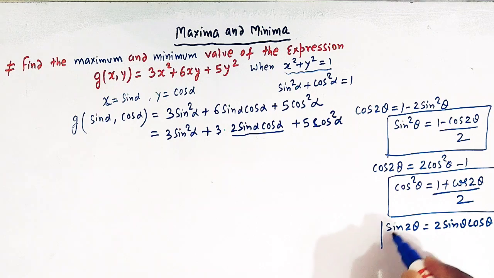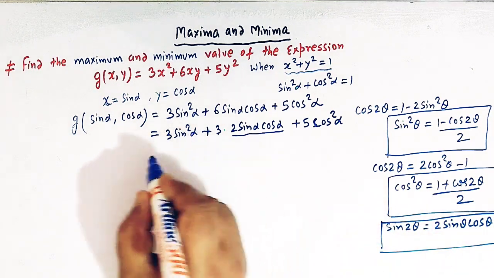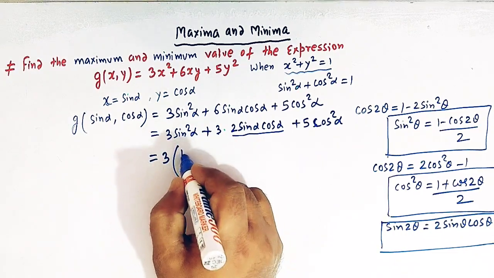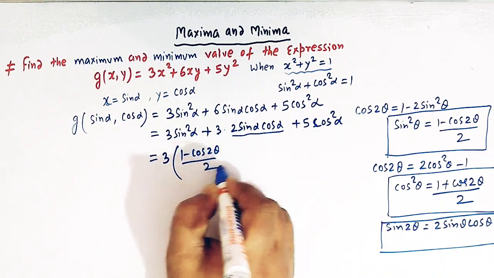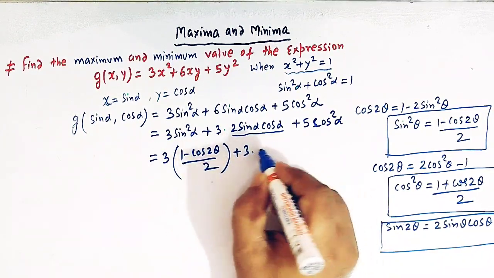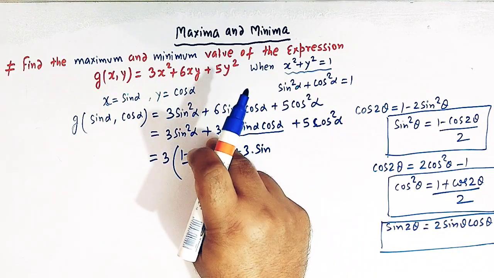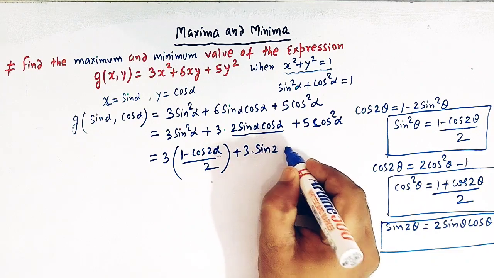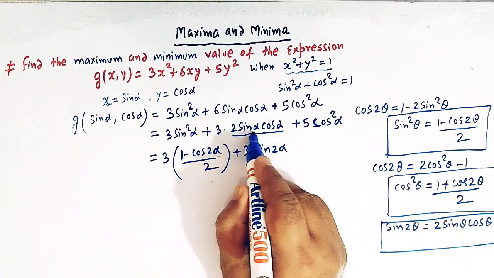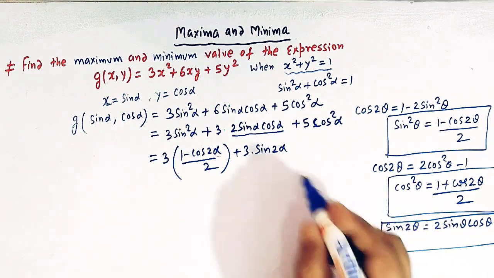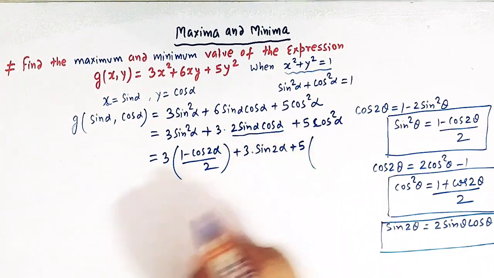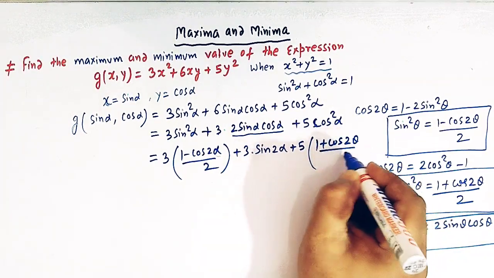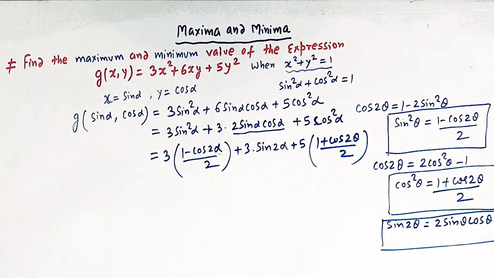So now making use of these three important results, we can now write this expression as 3 times 1 minus cos 2 theta divided by 2, then we have 3 times sine of, here we can take alpha because the angle is alpha, right? And here we have sine 2 alpha because 2 sine theta cos theta is sine 2 theta. And here we have 5 times 1 plus cos 2 theta divided by 2, right?